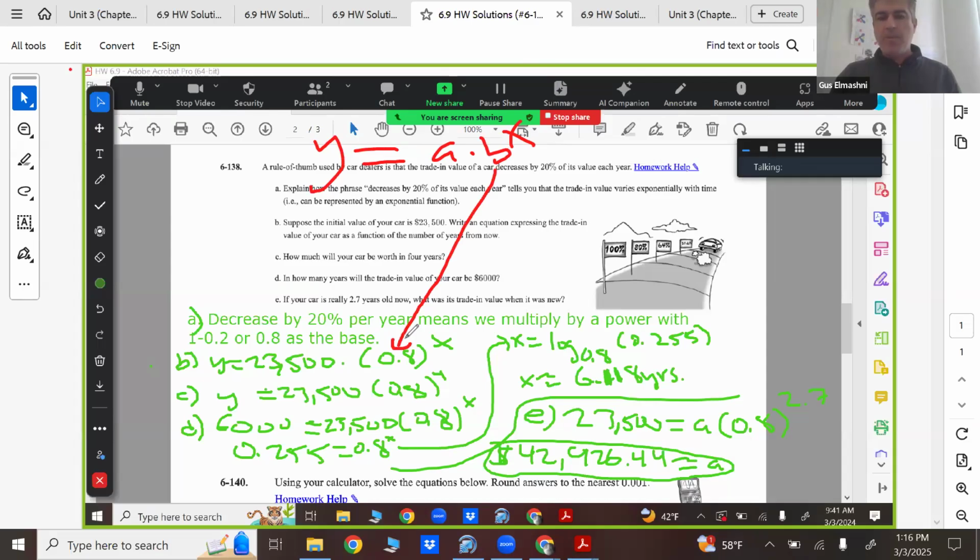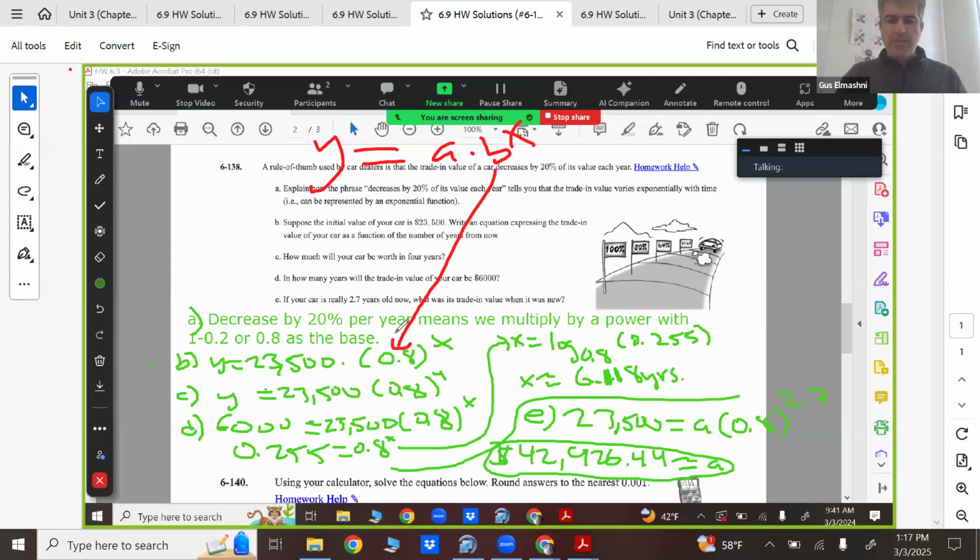And then they ask you what's the cost of the car for 4 years? Great, plug in 4. But then how many years would it take for the car to be worth 6 grand? So set the equation equal to 6 grand and solve for x as an exponent, meaning you have to use logs. And then part E, you just go back in time.